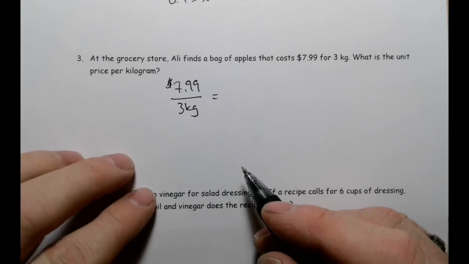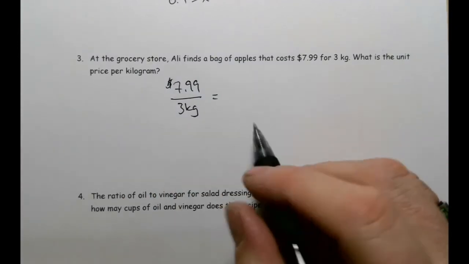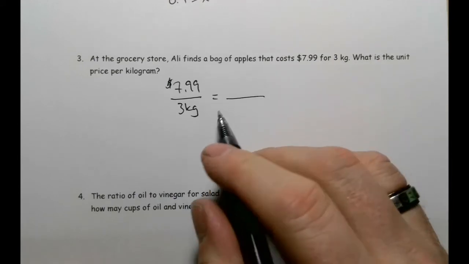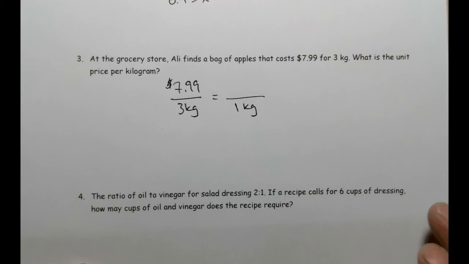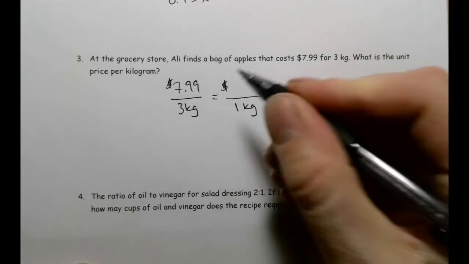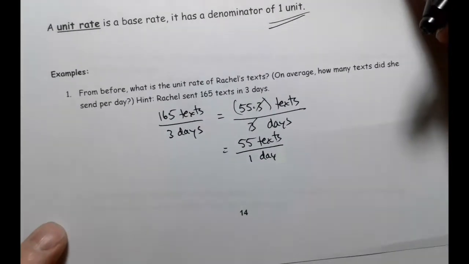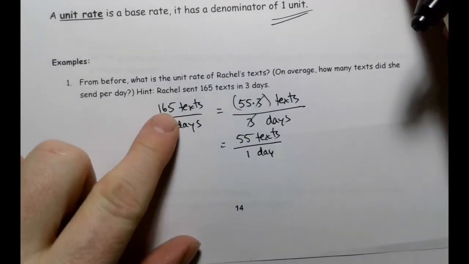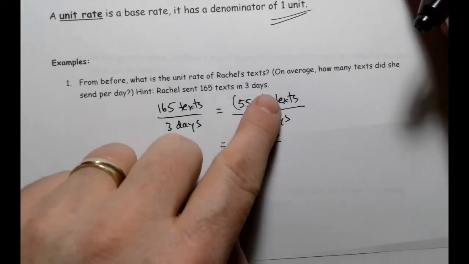I could totally cross multiply here, but I already have a sense of how this is going to work. Let's go back to the first question that I did on unit rate. I took the 165, just rewrote it, and canceled the 3. I divided by 3. I took 165 divided by 3, and then I got my unit rate.